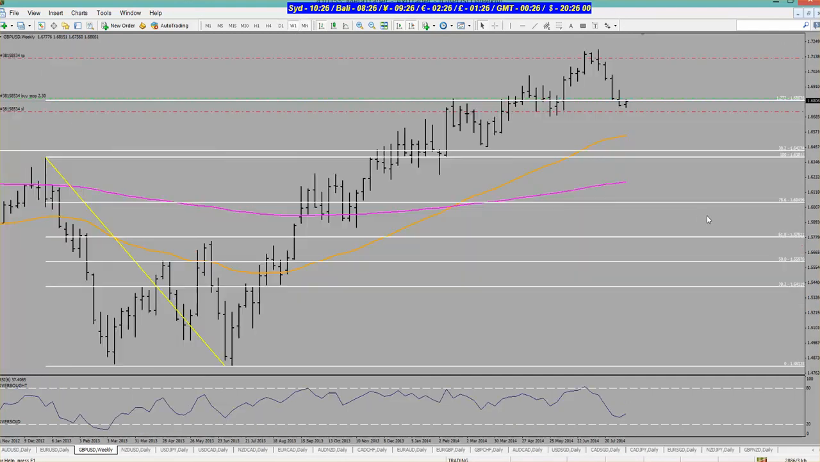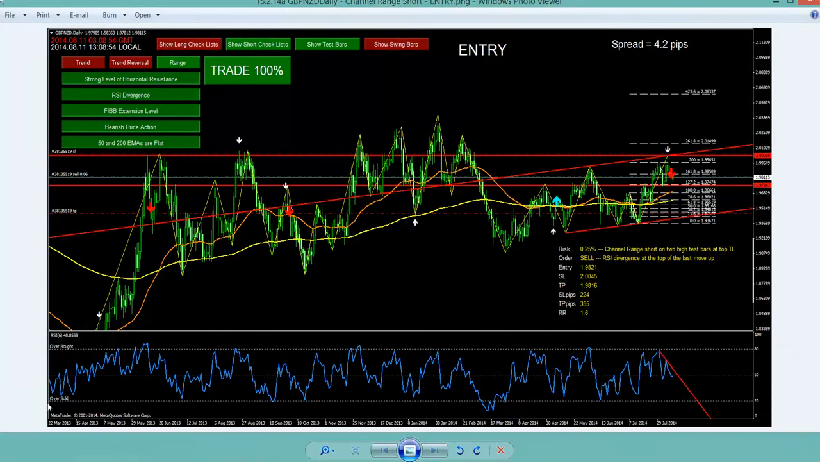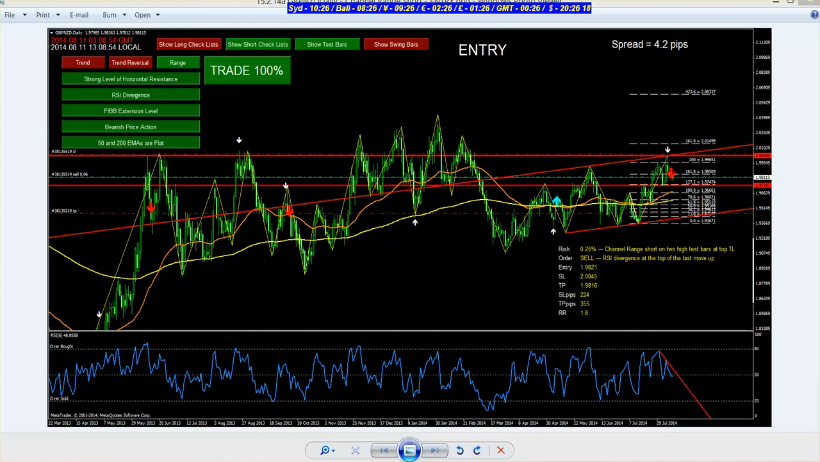What's the weekly looking like? Yeah. Okay. Just forgot to put bullish. Okay, cool. Otherwise, that's all good. Okay. That's not the one I want to look at. I want to look at the Euro Sing.